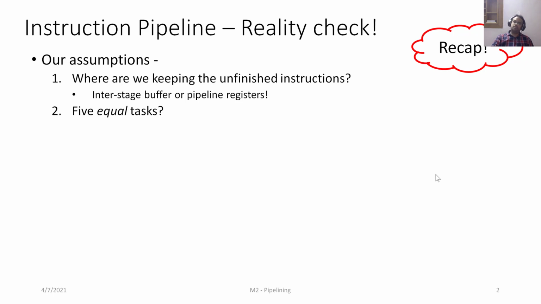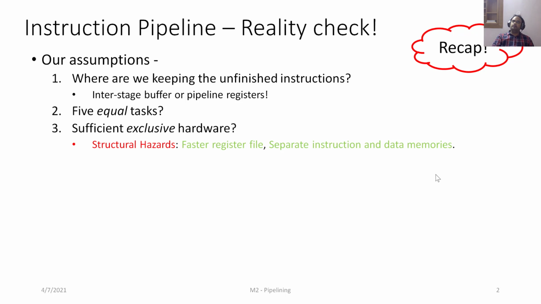Following that, we had a discussion whether all the tasks that we split the entire process of execution into, whether they'll be equal or not, and if they are not equal, what is the possible way out. And following that, we started looking at some of the events which are called hazards, which obstruct the smooth flow of the pipeline.